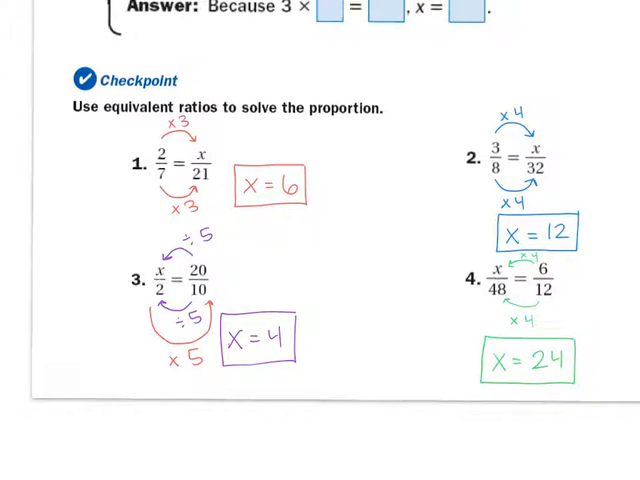Hopefully you figured out that x equals 24 because 12 times 4 is 48. Therefore, we need to multiply the top number by 4. So 6 times 4 equals 24. So this method is called equivalent ratios. Again, when it works, I think it is the easiest method for you to use. But because it doesn't work every time, we need other methods as well. So let's move on to method 2.